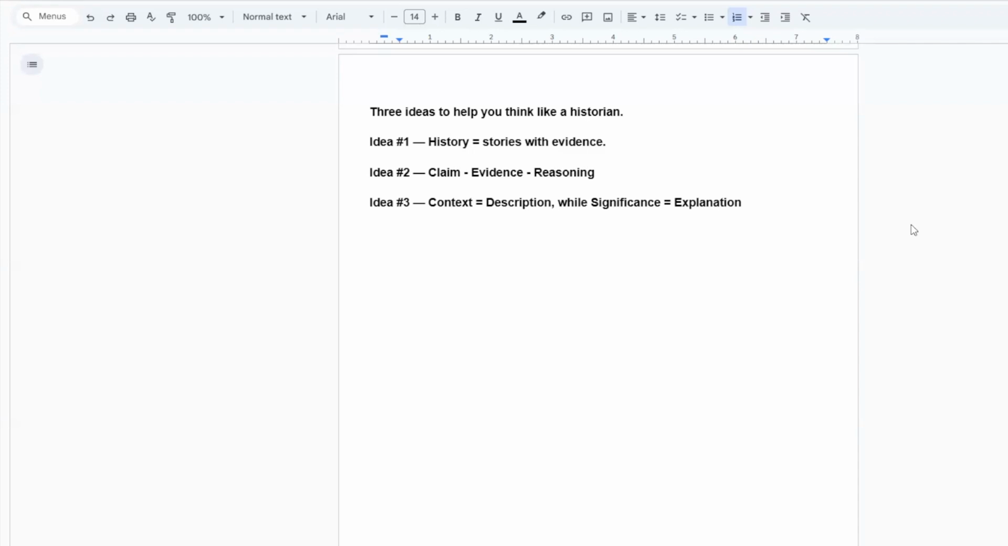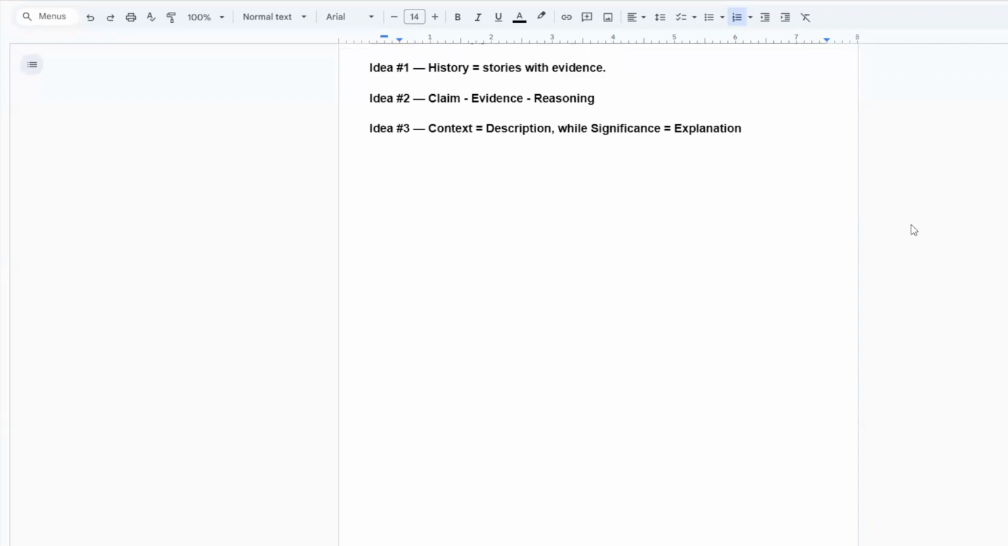And then idea number three, context equals description. So if you're asked to give the context of a historical moment or historical event, you're describing who was there, what were they doing, why were they there, right? These types of things. And then significance, we ask this in terms of explanation. That is, if you have, for example, in August of 1941, the Prime Minister of Great Britain, Winston Churchill, meeting with the President of the United States, Franklin Delano Roosevelt. What were they doing? Why were they meeting?